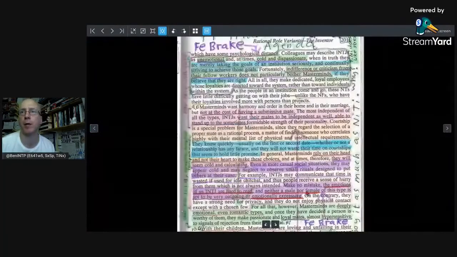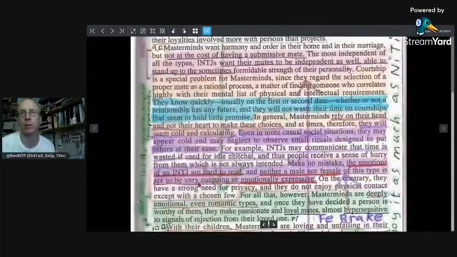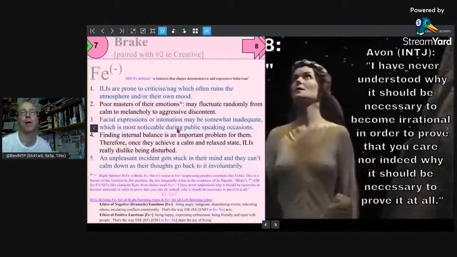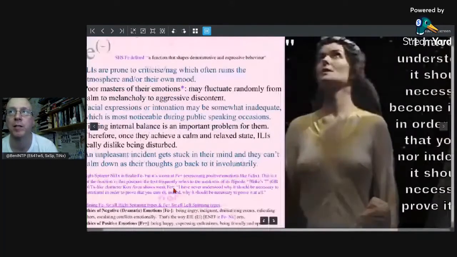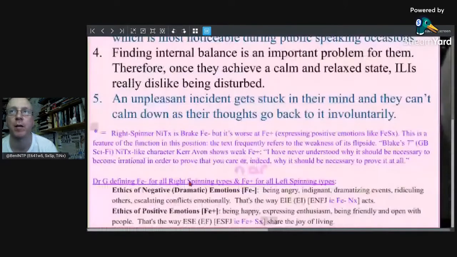What was that about? Nor emotionally expressive. Their emotions are hard to read. An unpleasant incident gets stuck in their mind and they can't calm down as their thoughts go back to it involuntarily. Yeah, so let's go here. And that's the Blake's 7 line again. Again, but it's worse than expressing it.